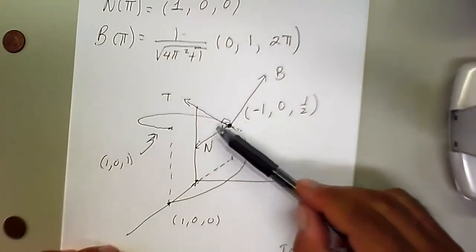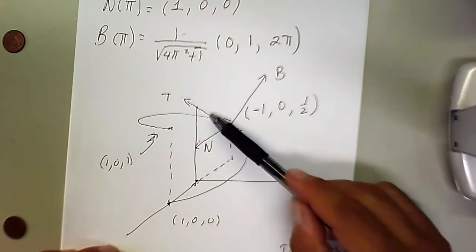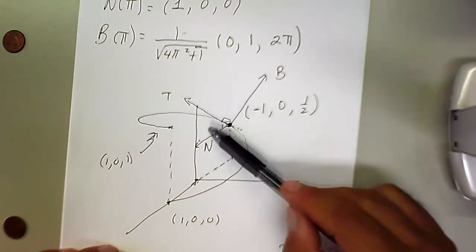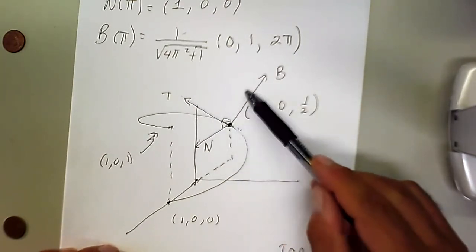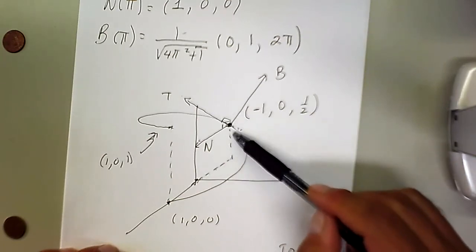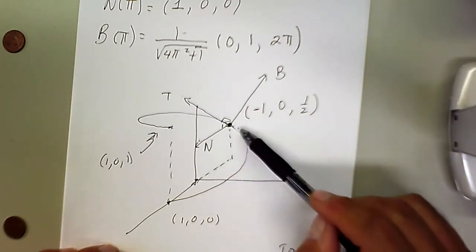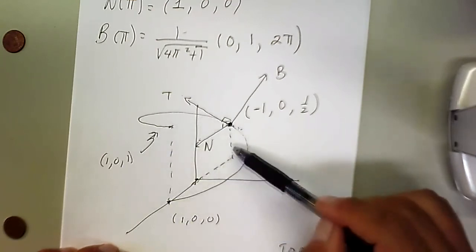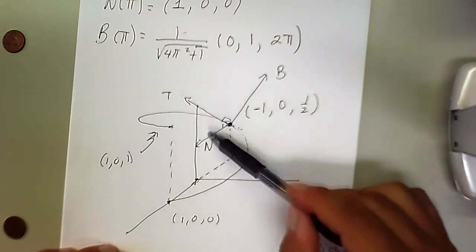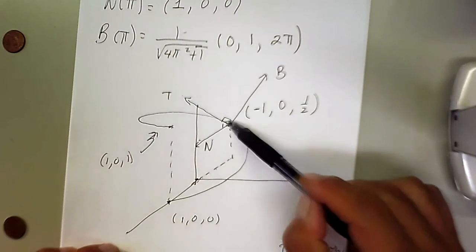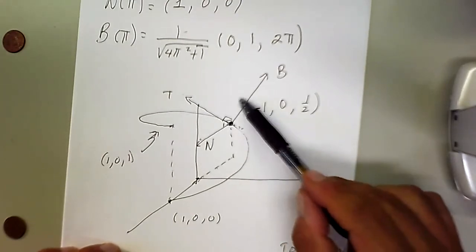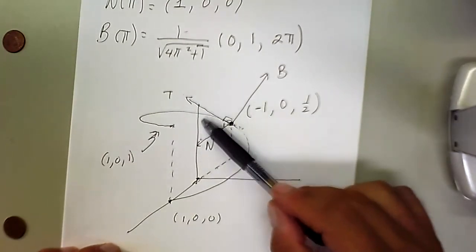In the next video, we're going to see how those three vectors are used to come up with planes that are relevant to this curve. So the plane that the curve goes through, and another plane that the curve sort of belongs to.